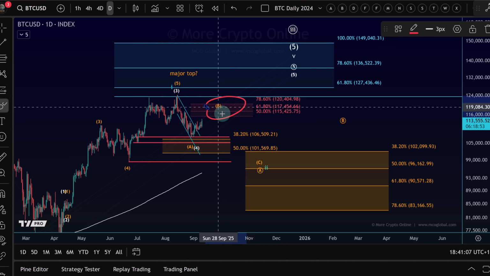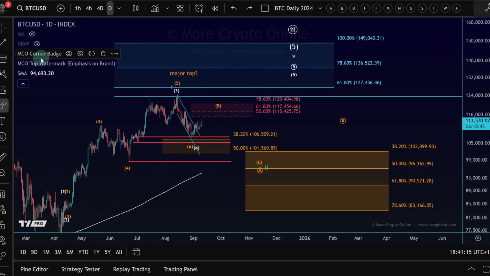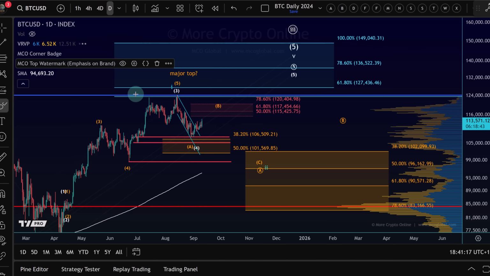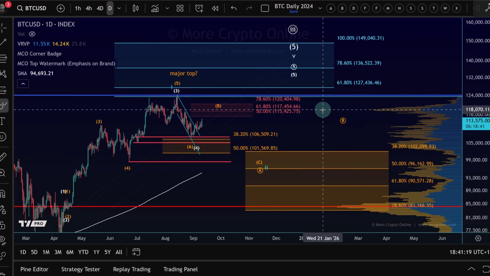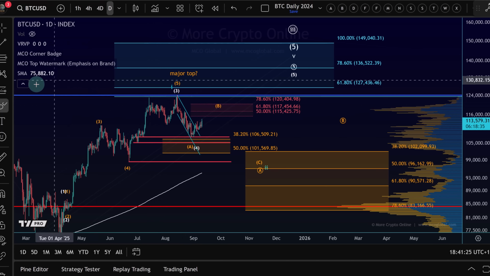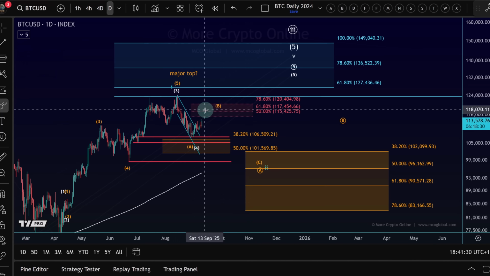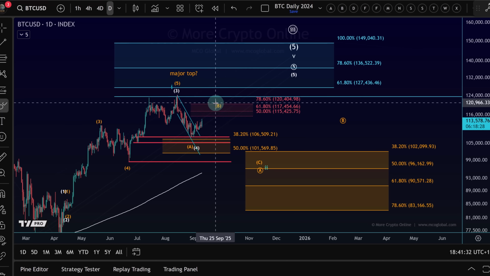This is also our area of interest because it's a standard Fibonacci resistance area. That's the other thing. And in addition to that, if we use the volume profile visible range, you can see here that in this area, especially $118,000, there was a lot of interest before, so the likelihood is high there will be a lot of interest again. And these levels often act as magnets for the price.